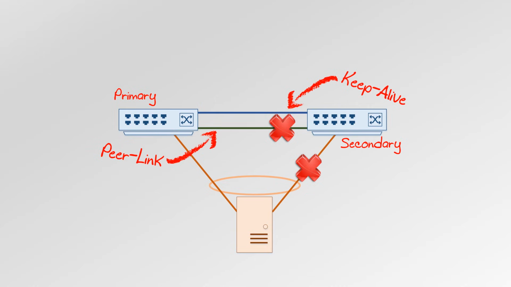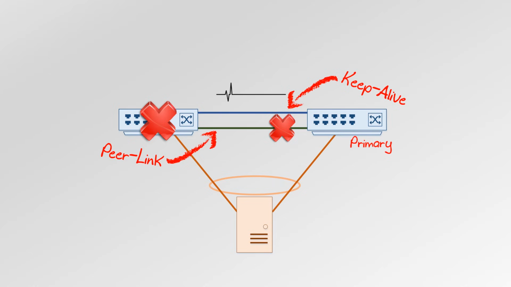Let's make this a little more interesting. What happens if the primary switch fails now? This is a pretty unlucky scenario to be in. The secondary switch notices the failure when it misses heartbeats on the keepalive link. The secondary does its duty and takes over the primary role. Its member ports are enabled and traffic flows again.